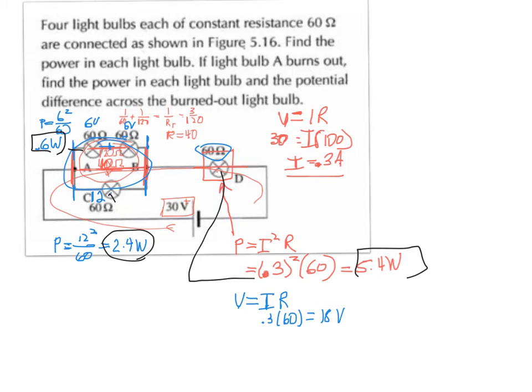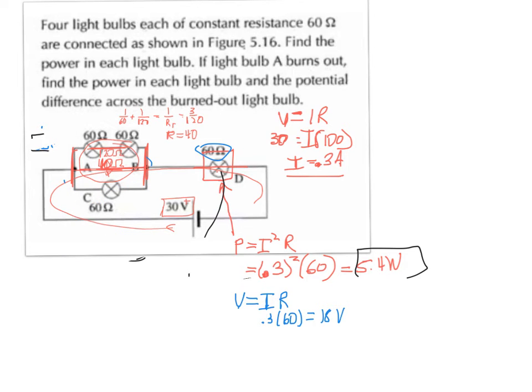It then says if light bulb A burns out, find the power in each light bulb and the potential difference across the burned out light bulb. Okay, so in order to do that, we're going to say, if bulb A burns out, what's going to happen? So I'm going to take my eraser and erase everything here, because you can just rewind your video at any point if you need to. So we're going to erase whatever I can.